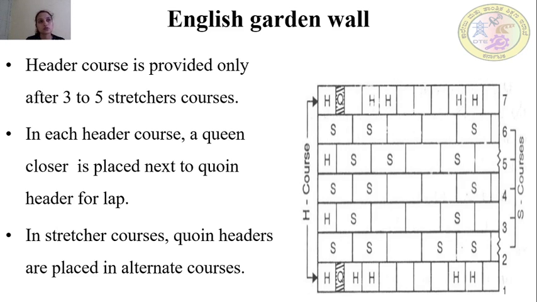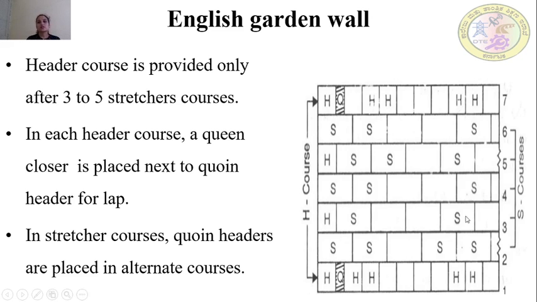In garden walls also there are many different types of garden wall bonds, like English garden wall bond, Flemish garden wall bond, and monk garden wall bond. In this particular session we'll be discussing only two types of garden wall, that is English and Flemish garden wall bond. So let's have a discussion on English garden wall bond now.